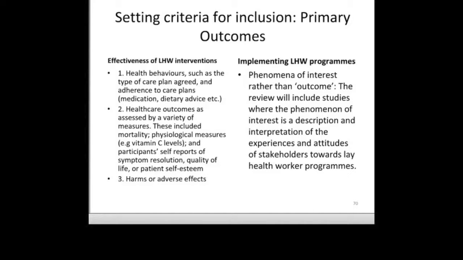Here you can see a division between primary outcomes, and the next slide will go into secondary outcomes of the effectiveness review, like, for example, health behaviors, type of care plan agreed, adherence to care plans, etc. Healthcare outcomes as assessed by a variety of measures may include mortality, physiological measures, also participant self-reports of symptom resolution, quality of life, and the classical ones on patient self-esteem. What is worthwhile to mention is that this review also included outcome measures related to harms or adverse effects, and sometimes that's a role that qualitative evidence synthesis may pick up as well.